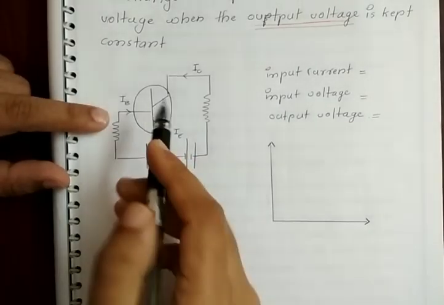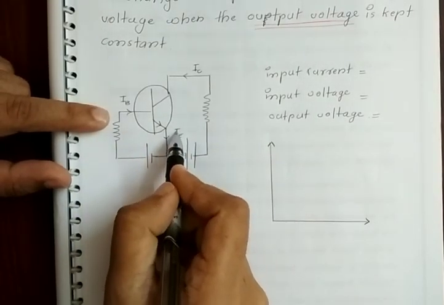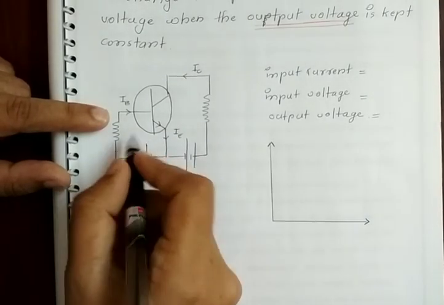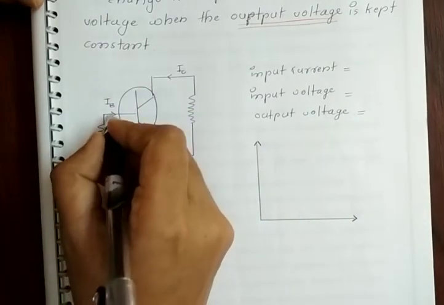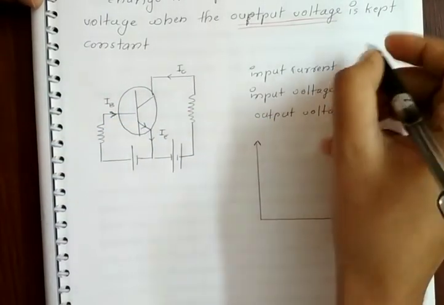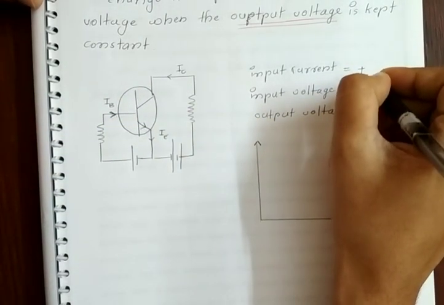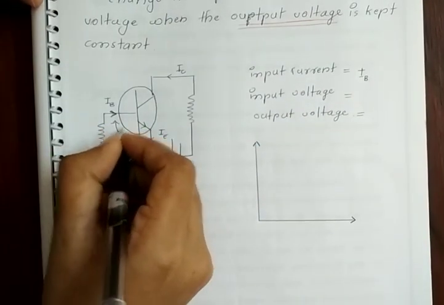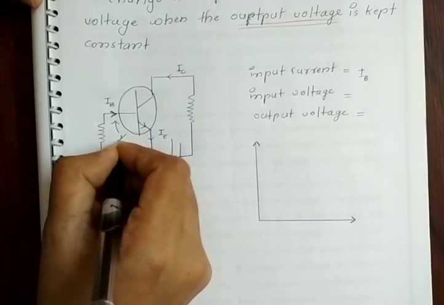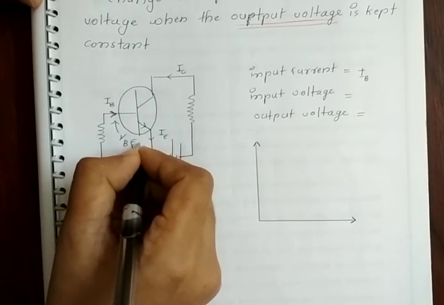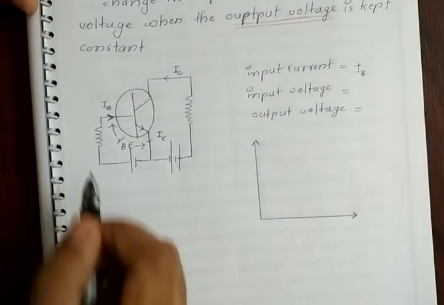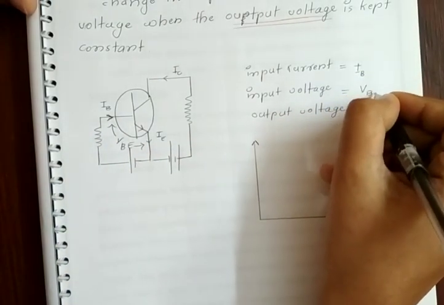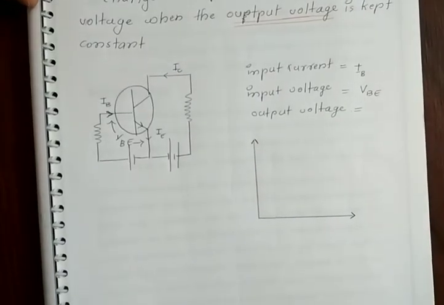We already know that for the common emitter configuration, the common terminal is the emitter. And what is the input current? Base is the input, and the input current is IB. The input voltage is the voltage between base and emitter, and that voltage is given as VBE. So this VBE is the input voltage of the common emitter configuration.